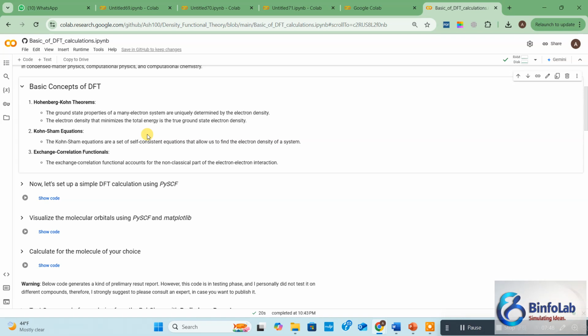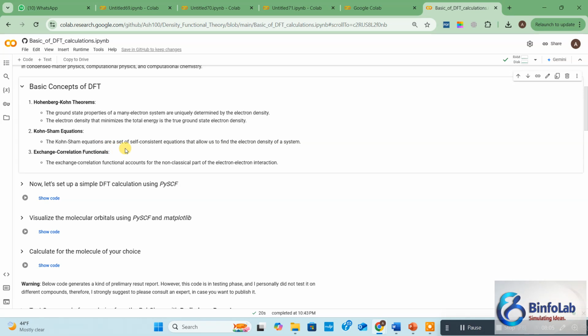Okay, just like minima structure minimization, it's the same thing. But in computational chemistry or chemistry terms we call it the ground state. Okay, now let's discuss the Kohn-Sham equation.